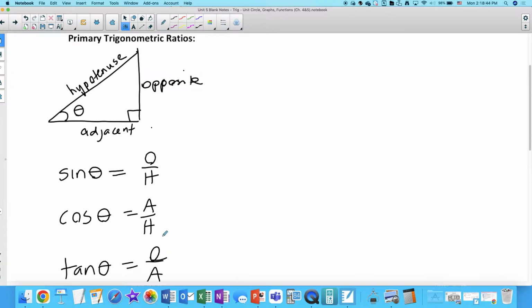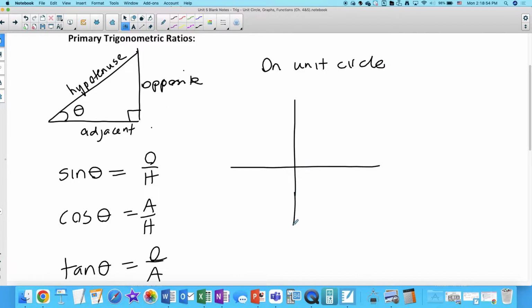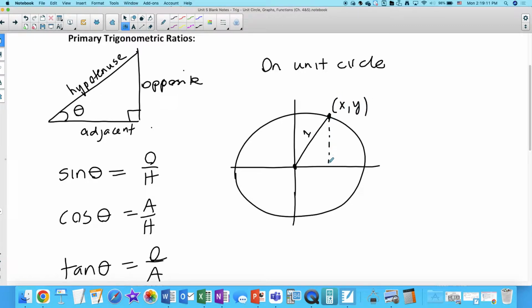On a unit circle, we talked about this as well. Okay, the radius is 1. If this is the point x, y, then this is our y value. This is our x value. This is our theta. Okay, on the unit circle, the sine of theta is x over 1, or just x.